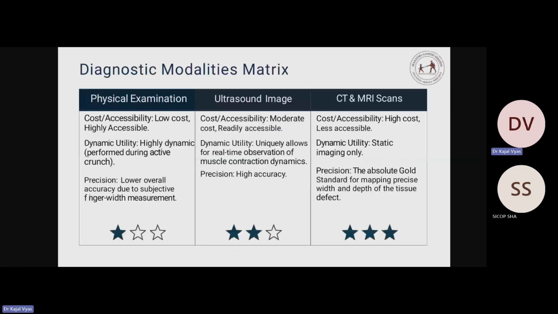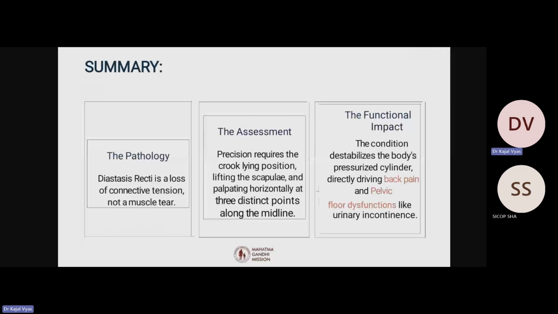For the assessment, precision requires crook-lying position of the patient, lifting the scapula off the bed, and palpating horizontally at the midline at three distinct points along the midline. That is at the umbilicus level, 2 centimeters above the umbilicus and 2 centimeters below the umbilicus level. Third, if the core muscle weakens, if the rectus abdominis muscle weakens, it destabilizes the body's pressurized cylinder, which directly causes back pain or pelvic floor dysfunctions like urinary incontinence.